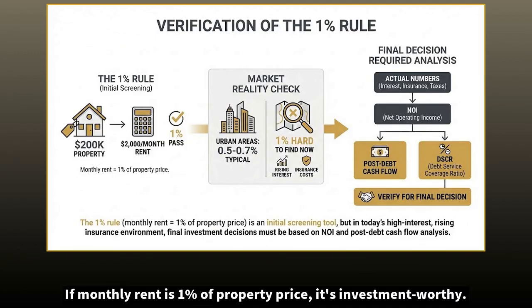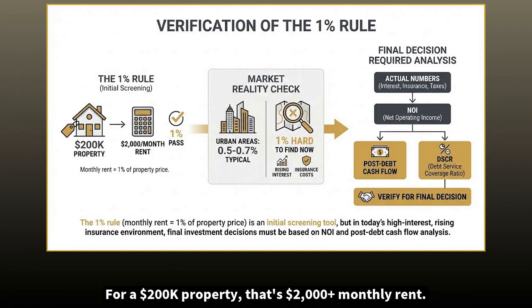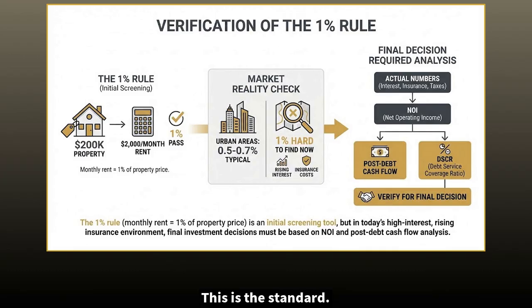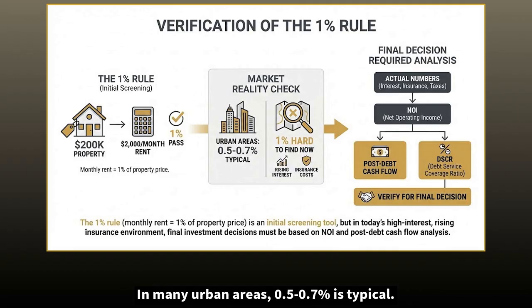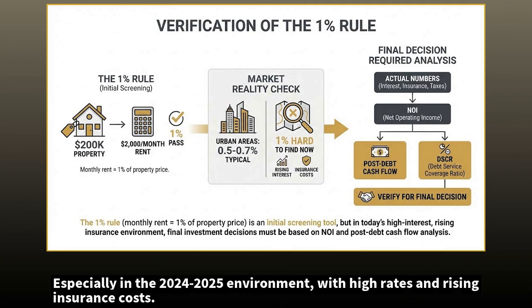Have you heard of the 1% rule? If monthly rent is 1% of property price, it's investment worthy. For a $200,000 property, that's $2,000 plus monthly rent. This is the standard. But look at reality. In many urban areas, 0.5 to 0.7% is typical. Achieving 1% is difficult in many regions, especially in the 2024-2025 environment with high rates and rising insurance costs.